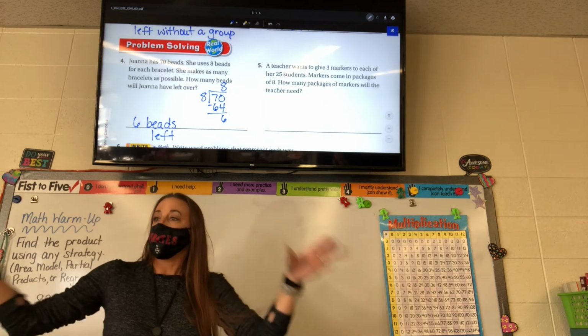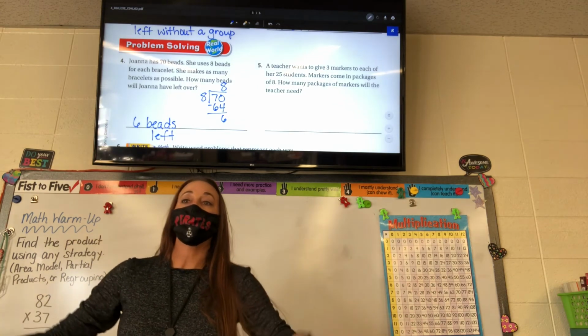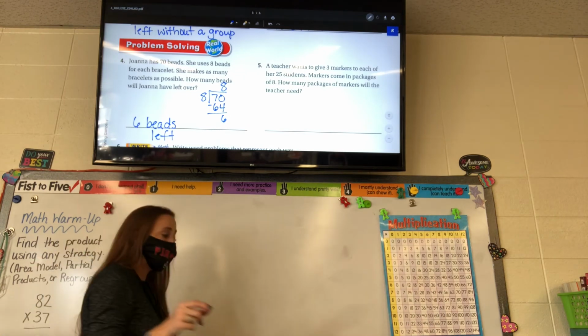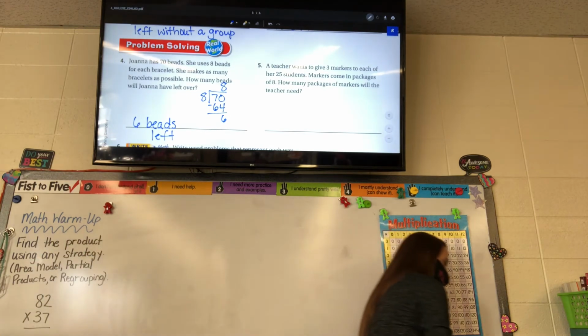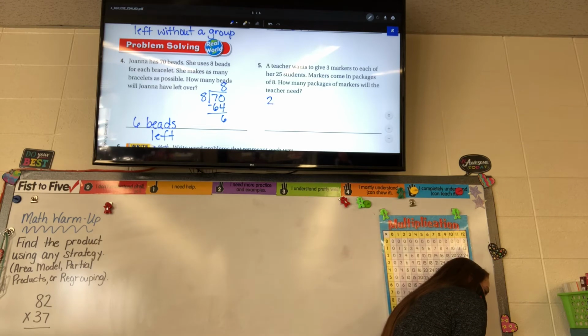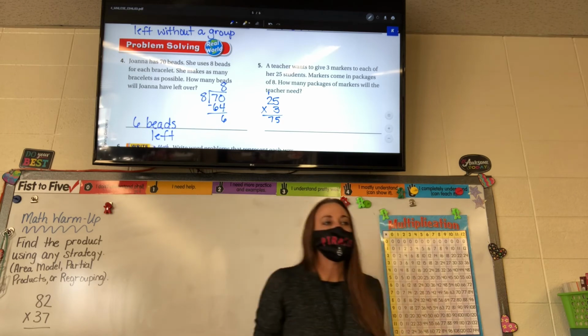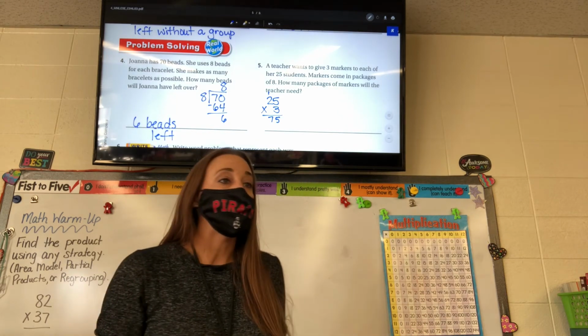3 times 25 students times 3 markers each. You do multiplication, so you're going to multiply 25 students times 3 markers each. 3 times 5 is 15, put down the 5, carry the 1, 3 times 2 is 6, plus 1 is 7. So she goes to the store, she needs 75 markers.